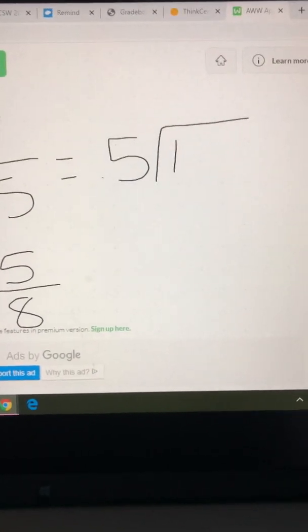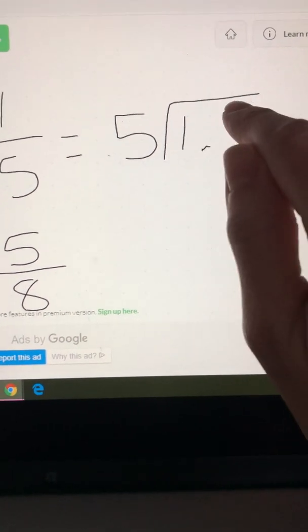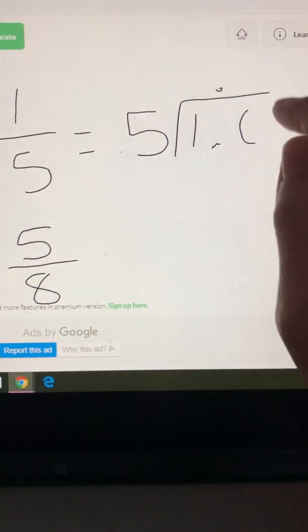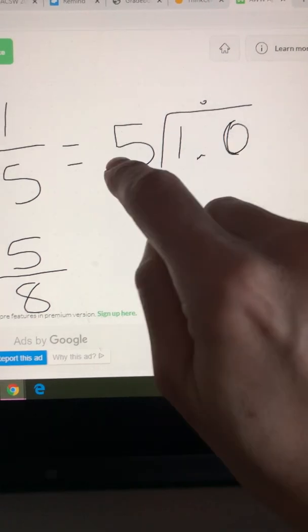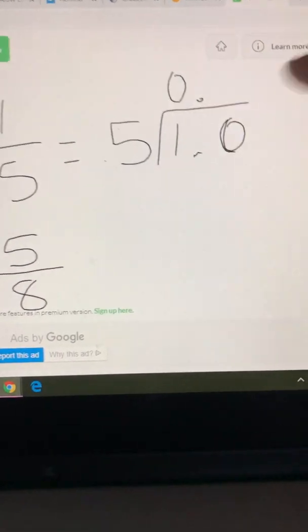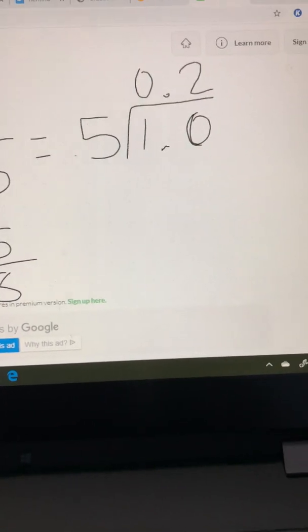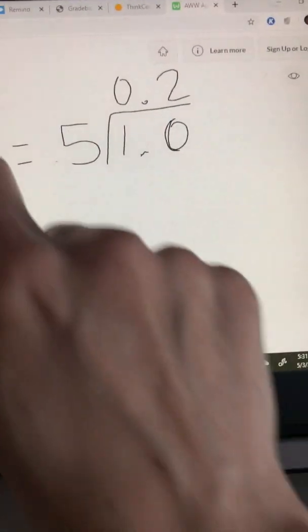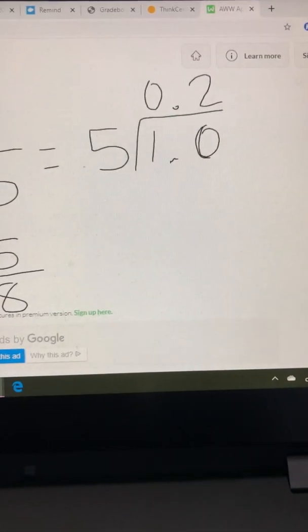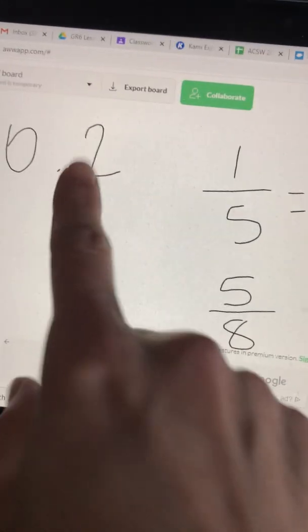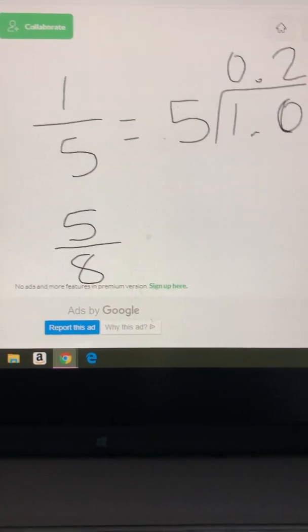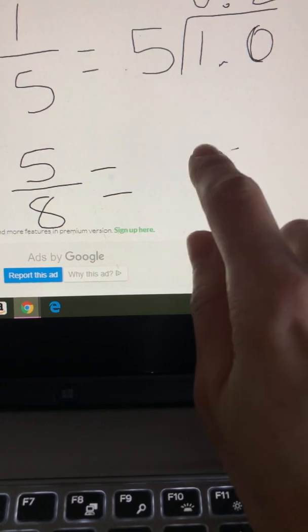So let's divide 1/5. This is 1 divided by 5. Okay, 5 cannot go into 1, so we'll put our decimal, add the 0, bring up the decimal. 5 cannot go into 1 again, so put the 0, and that's going to be 2. Because 5 can go into 10 2 times. So 1/5 is equal to 2/10, which is the same as another number there. 5/8, let's do the division.